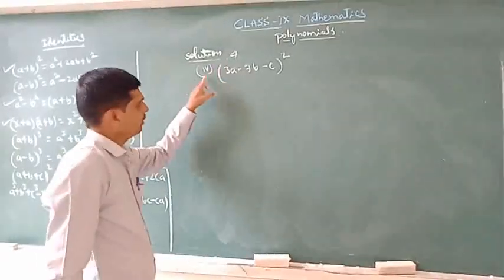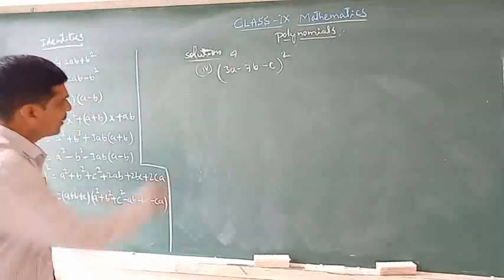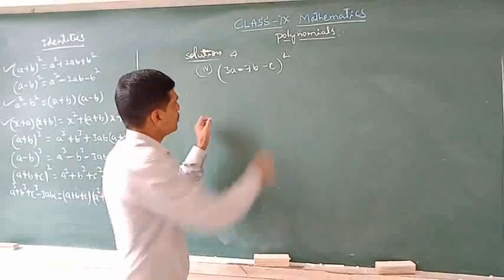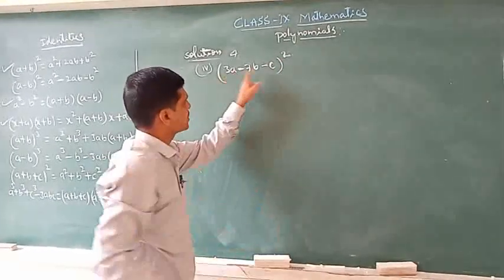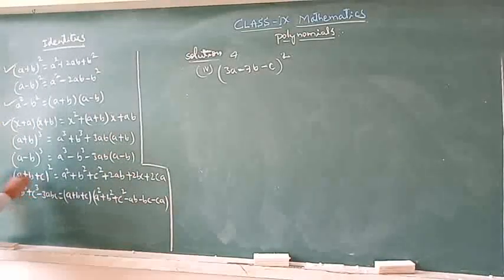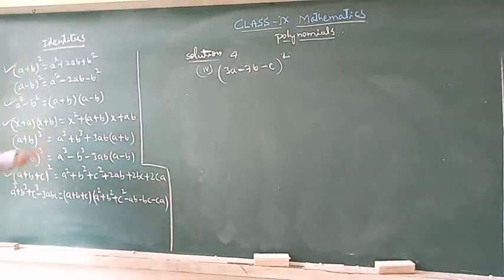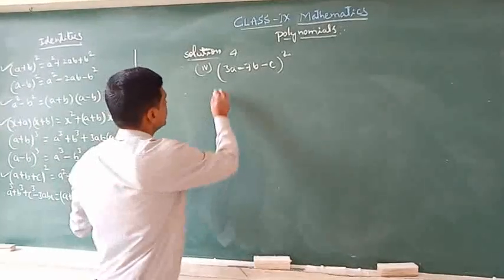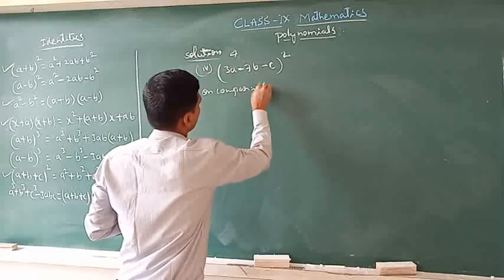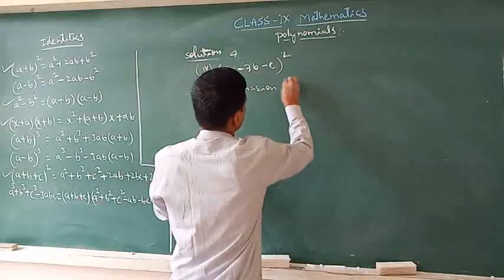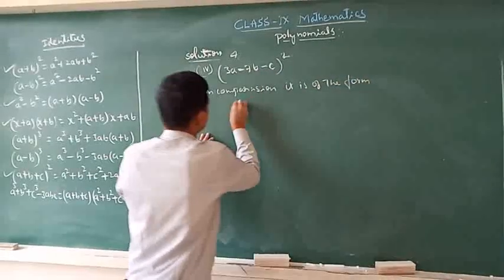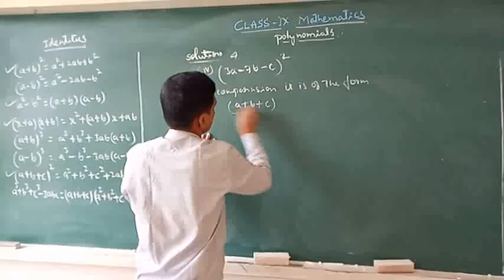Again I took the fourth question. Compare this one, neglecting the sign first. Consider the form. Which form is it? It is of the form (A + B + C) whole square. So I am using this one identity; the same way other identities will come in the next examples. So on comparison, it is of the form (A + B + C) whole square.